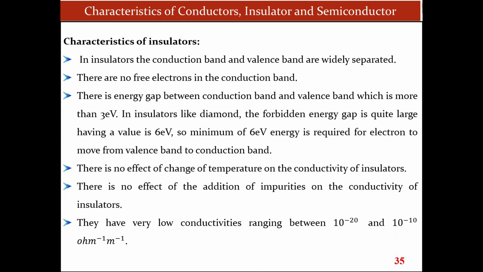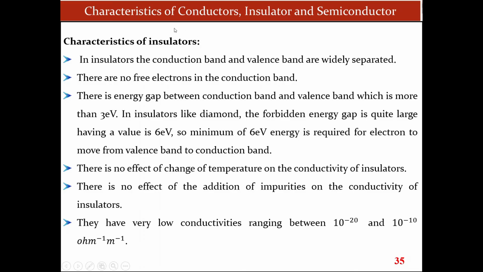Characteristics of insulators. In an insulator, the conduction band and valency band are widely separated. They are far apart. So the electrons need very large energy in order to move from the valency band to the conduction band. There are no free electrons in the conduction band, just like in conductors we don't have free electrons in the conduction band.